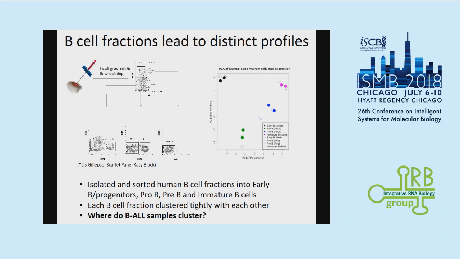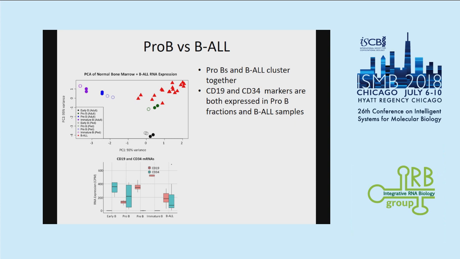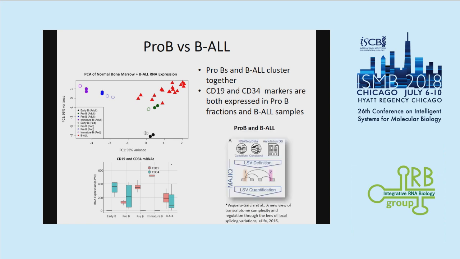And so the question is, where does ALL cluster? And we had 18 in-house leukemias, and we saw that they clustered very nicely with the pro-Bs. And when you look at CD19 and CD34, which are pro-B markers, we see that the ALL samples had those. So the appropriate comparison that we did in the context of splicing was pro-B versus ALL.